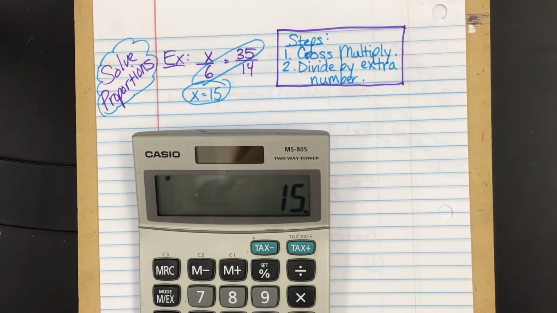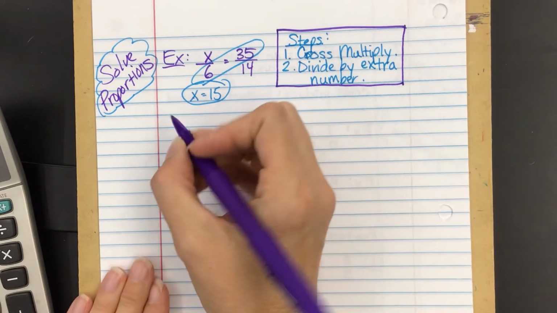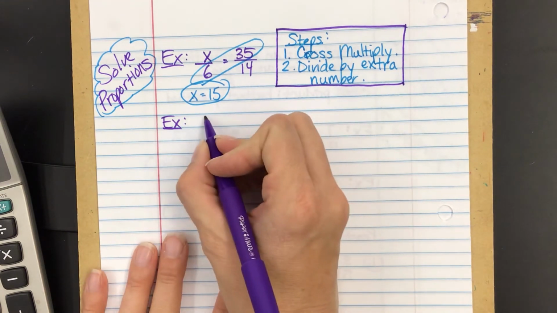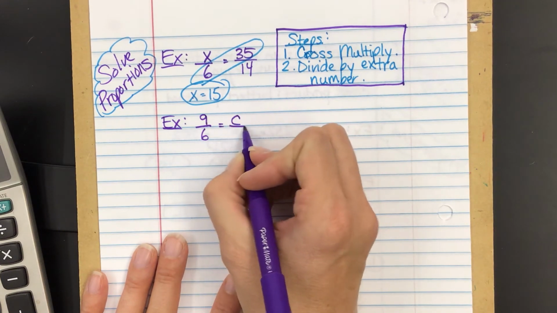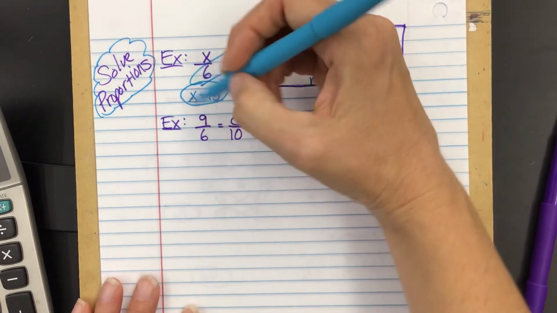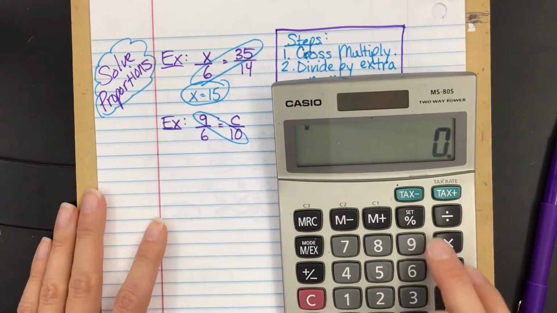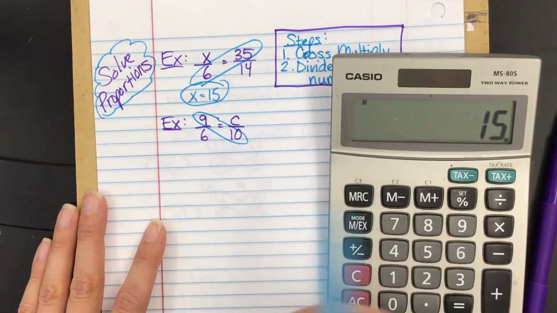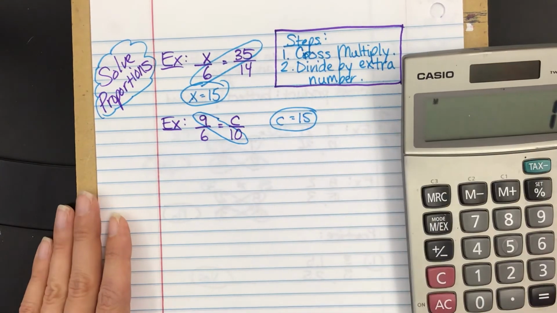All right, let's take a look at another example here, because your missing number is not always going to be in that top left corner. And it really doesn't matter where the missing number is, as long as you always multiply diagonally and divide by that left out number. Okay, so now it's over here on the right side, but I'm still going to multiply diagonally and divide by that left out number. So this is going to be 9 times 10 is 90, divided by 6, and again I get 15, so C is 15 as well. Okay.